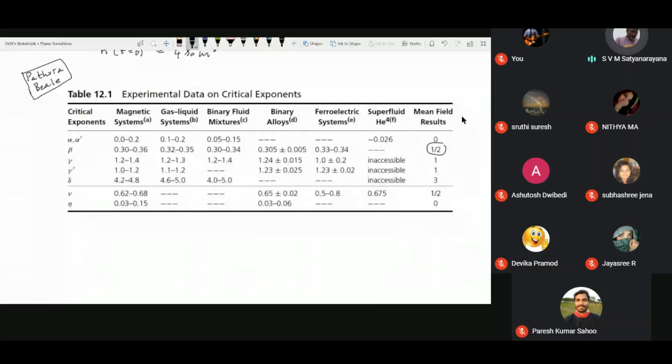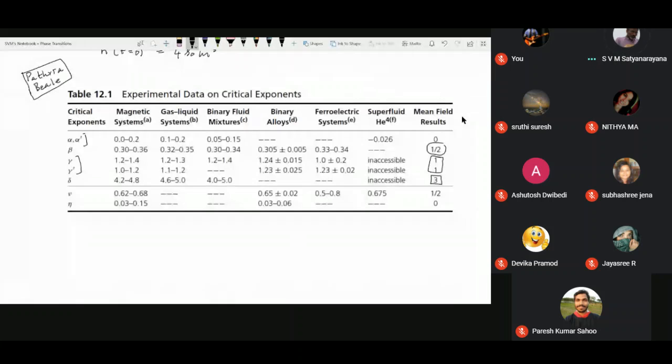So this gamma and gamma prime exponent are on both sides. Okay, so they are showing two different sides. Similarly, alpha and alpha prime, our mean field theory shows it is zero, as we have already shown, whereas the experiments show them to be slightly larger. Whereas this delta, the field exponent that we have shown is 3, experimentally shows a bigger value. Similarly, this nu and eta are the other exponents which we did not derive.